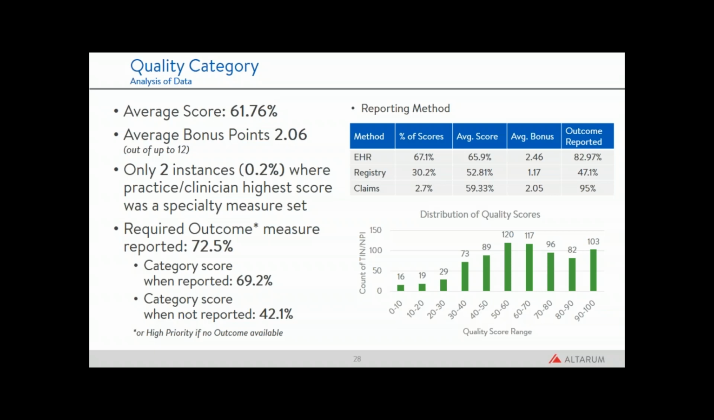Not reporting the required outcome or high priority measure when available affected the average score for the category more than expected. This is because the clinician loses up to 10 points for the required measure they didn't report, and also limits their ability to earn additional outcome or high priority bonus points for subsequent measures that they've reported.